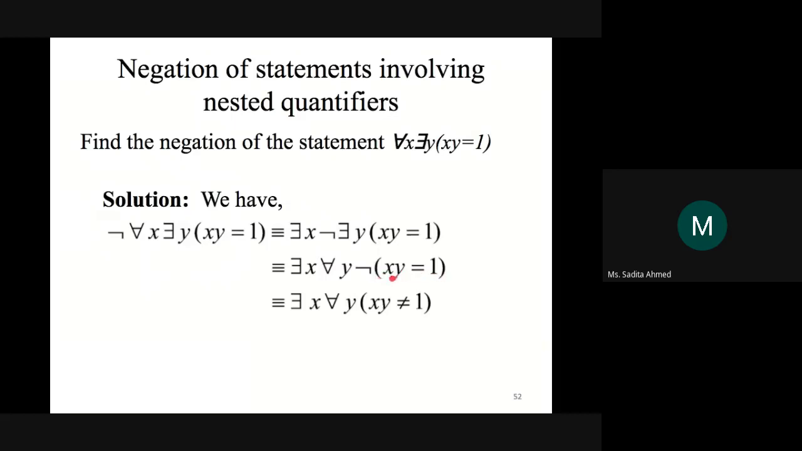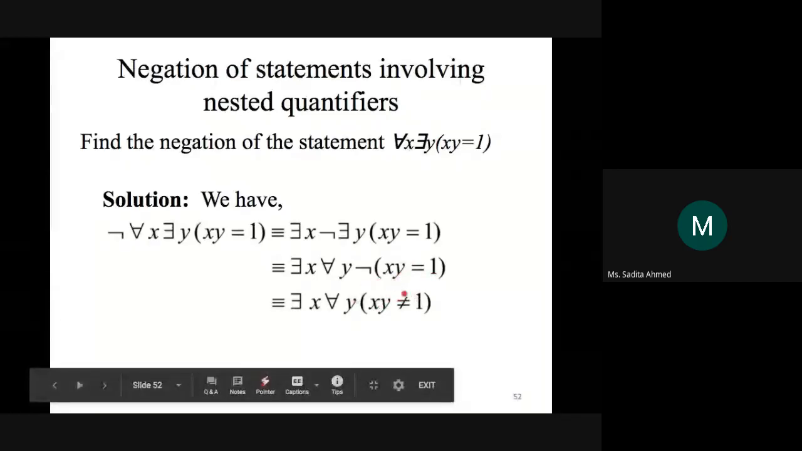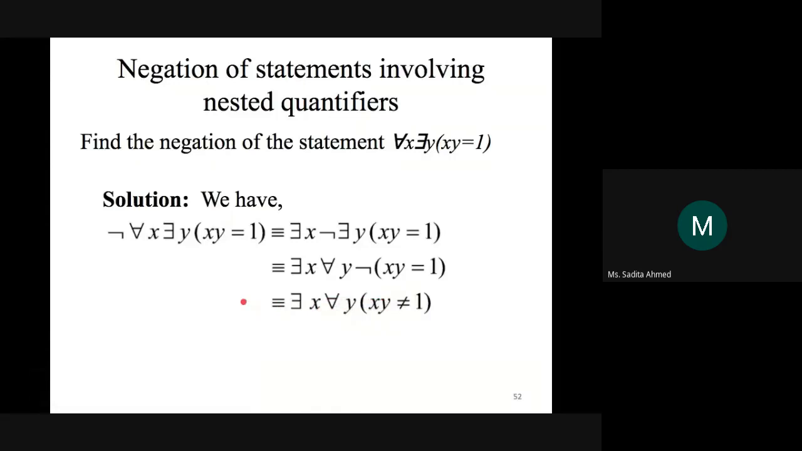The predicate is xy is equal to 1. The opposite of this will be xy not equals to 1. So the negation applied on it gives us this expression finally. Okay. Make sense? Anybody has any question regarding negation or how to apply it?